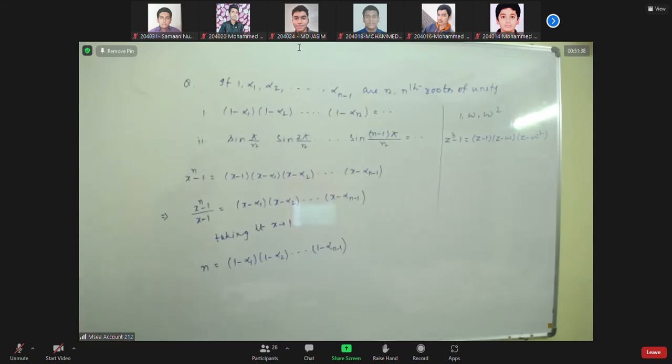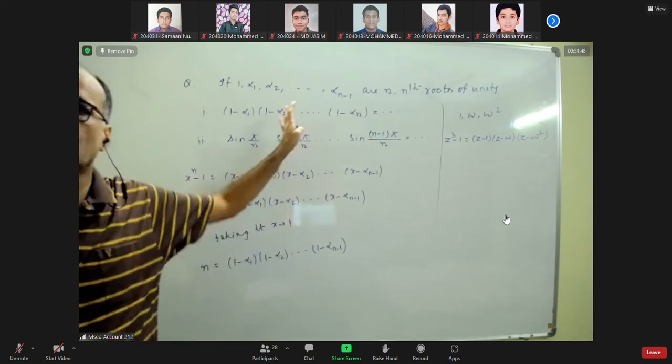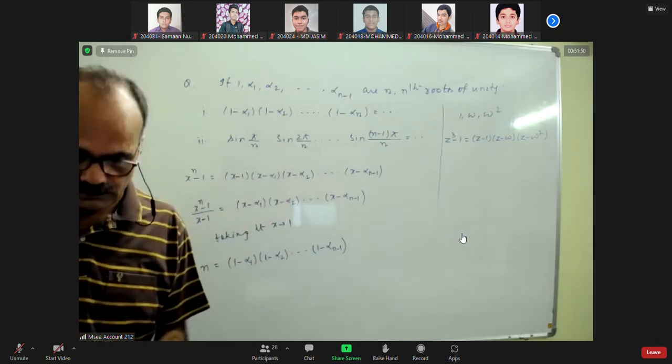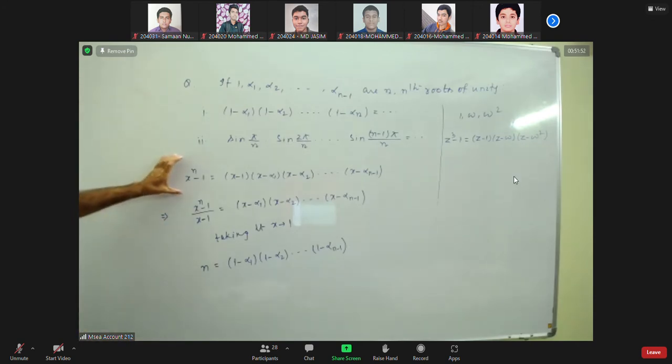Suppose sometimes 1 by this plus 1 by this is asked. In that case, first we have to take log, then differentiate, depending on what we want to find. This is the basic identity.